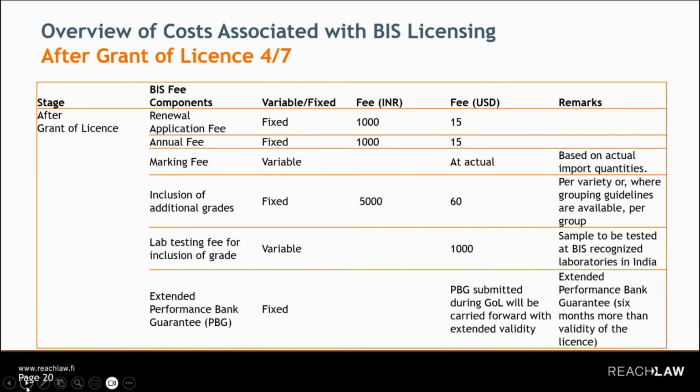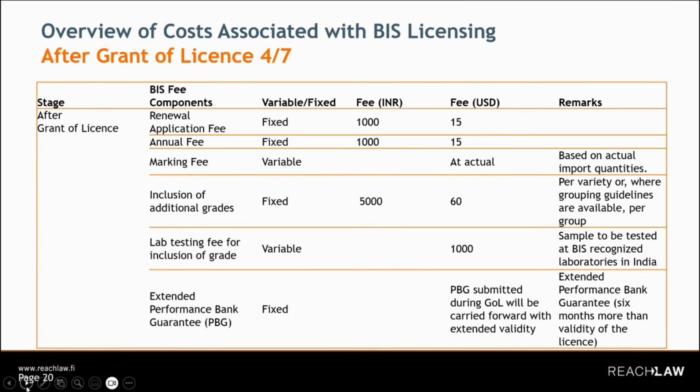After the license, you have the fee, which is kind of renewal fees. So these are nominal, as you see, the annual fee of $15. Marking fee is again an actual fee, variable, meaning that it depends upon your product. Then if you have certain grades that you want to include, and it's probably coming from the business that you want to add more and more products, certain Indian standards allow you to cover several grades in one license, so you don't have to pay again. So it's one license which covers several grades.